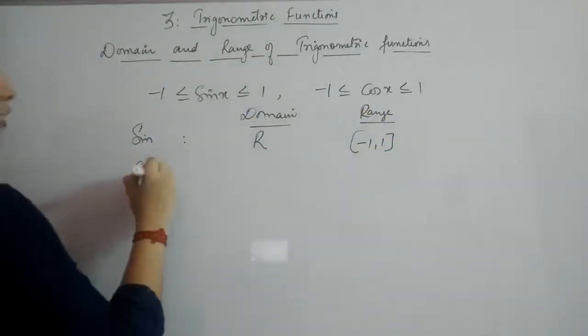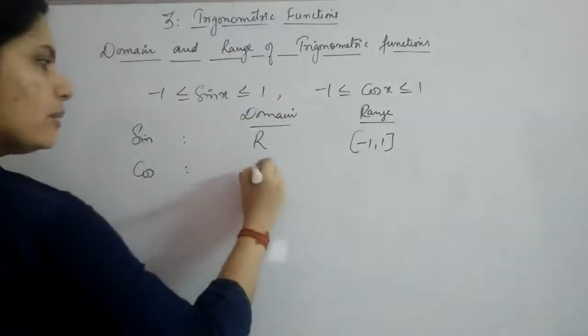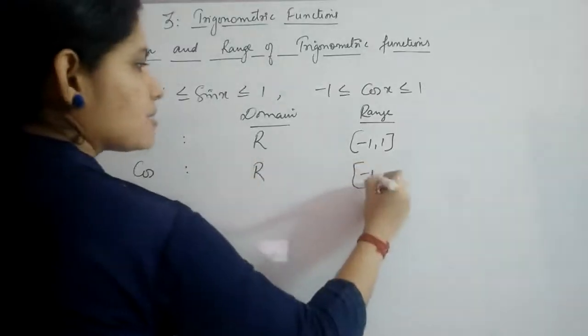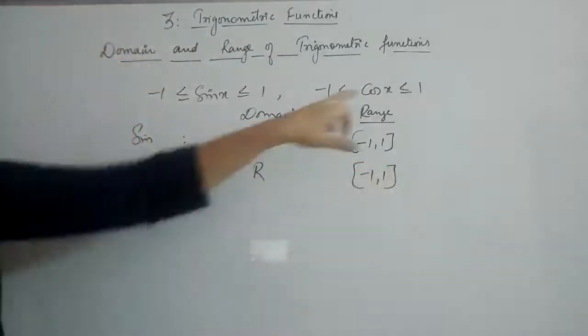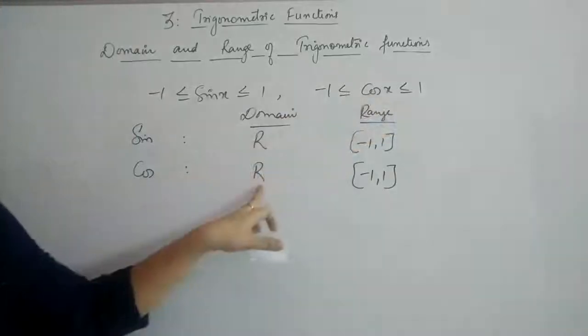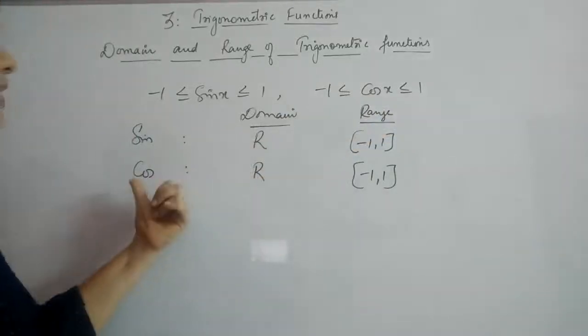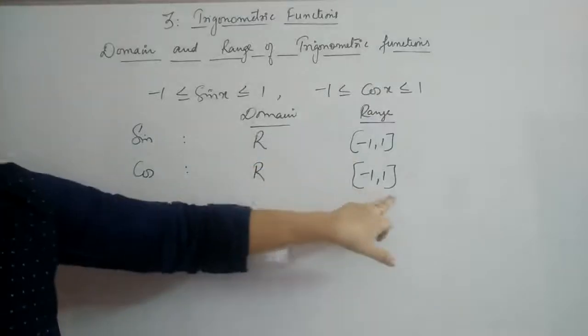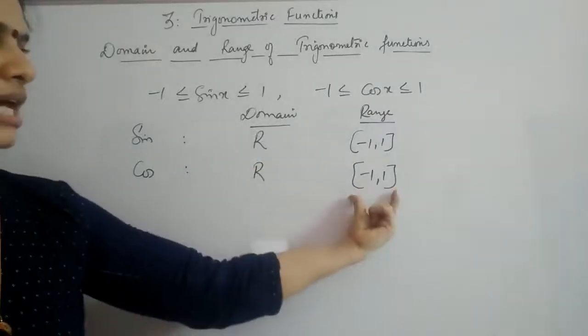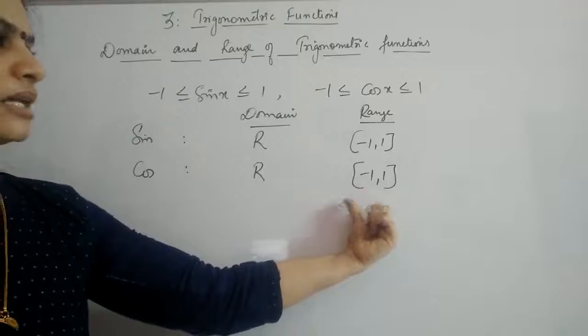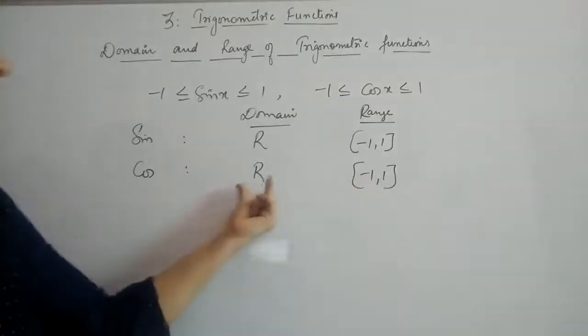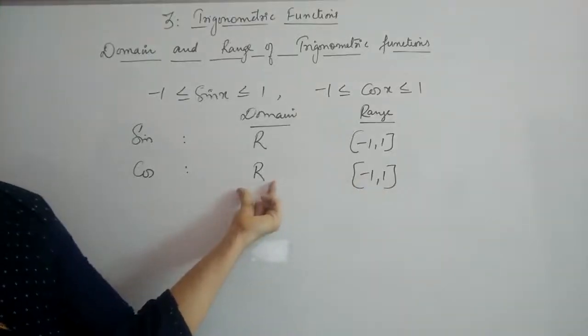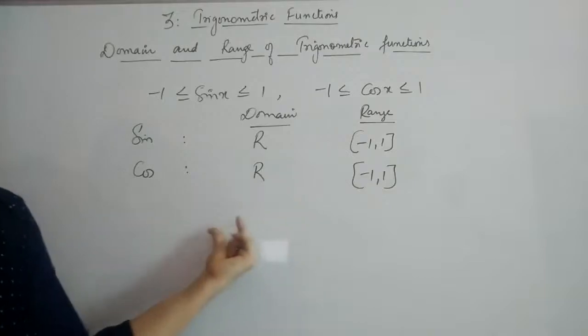Again, for the cos function, you have the domain as R and the range as -1, 1. That means when you substitute any real number for x, you will get cos x ranging between -1 and 1. So that is your range. The value of cos x can go from -1 to 1, and the x value can vary over any real number.